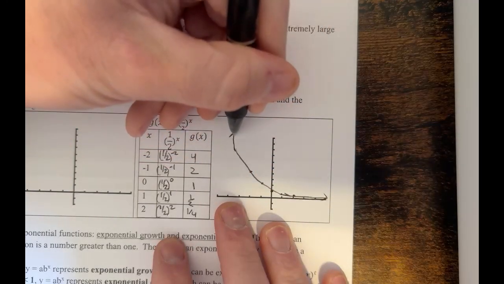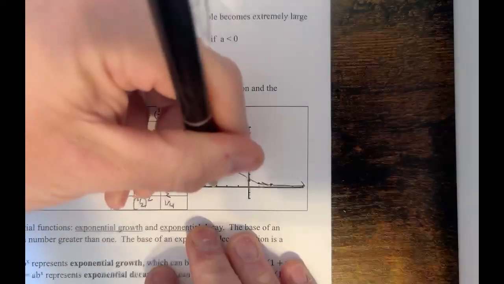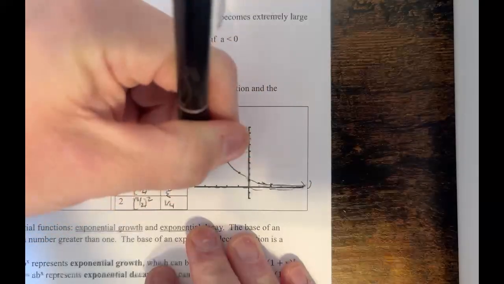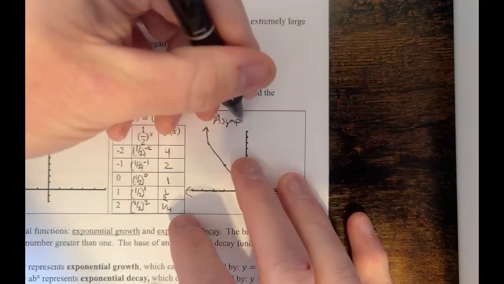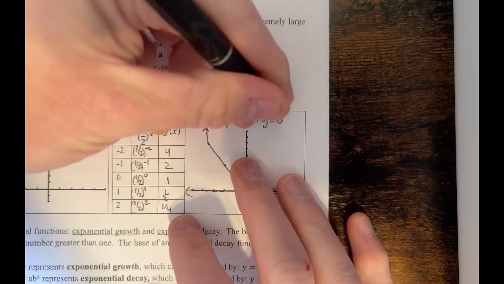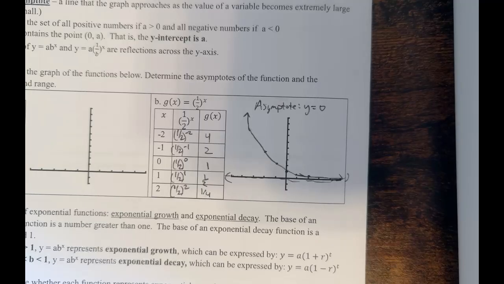So this is your graph. Now the asymptote of the function is at y equals 0. So asymptote at y equals 0. That will always be y equals 0 unless they transform it, which we'll talk about in another lesson.